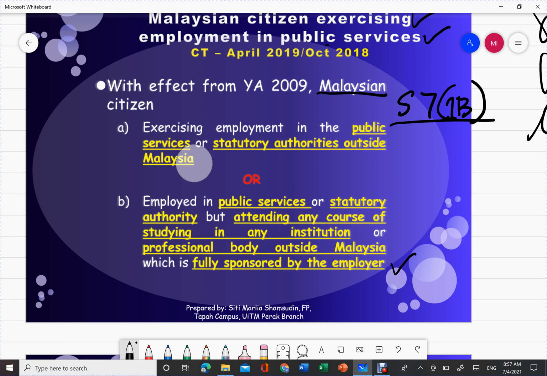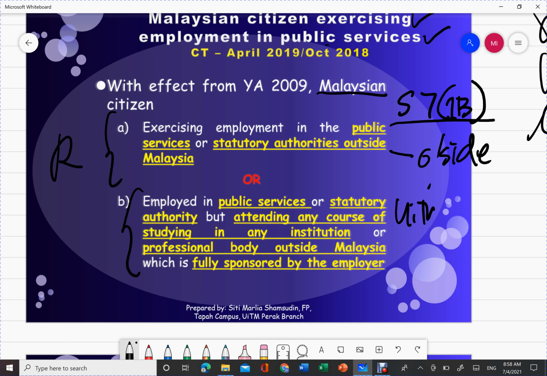So here they work with the Malaysian government. The Malaysian government pays them a salary, but they are working outside Malaysia, so they will not be in Malaysia for most of the time. For this case, even though they are not present in Malaysia, we will still consider them to be resident in Malaysia.